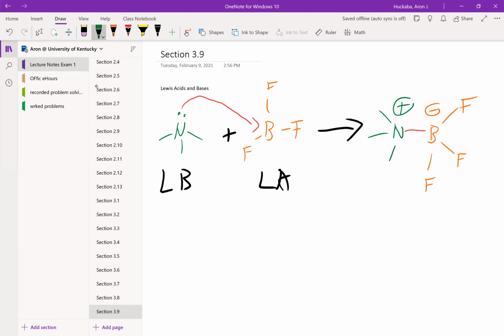And this has been section 3.9, the last section in chapter 3, and also the last section in the material for the first exam.